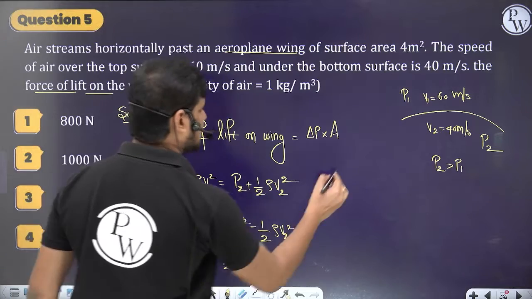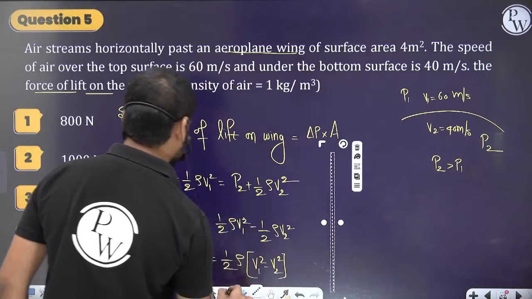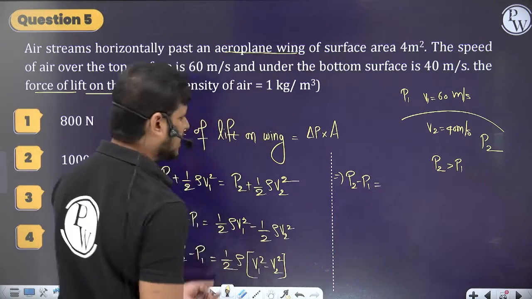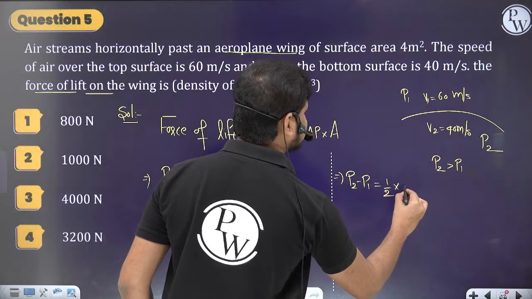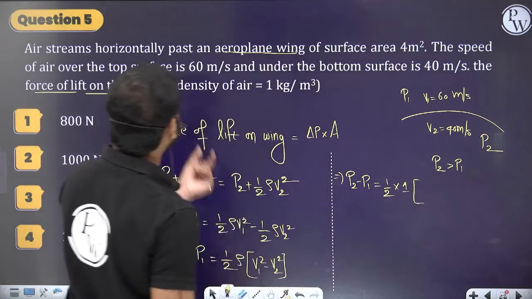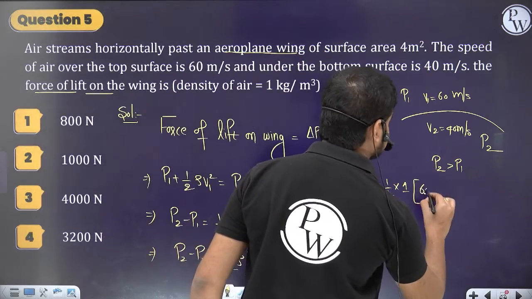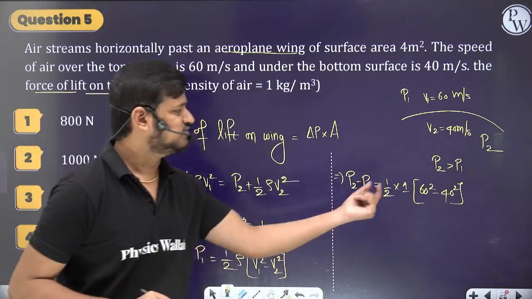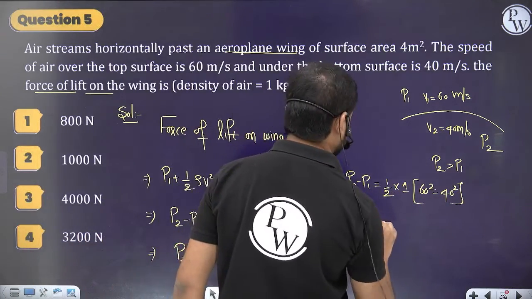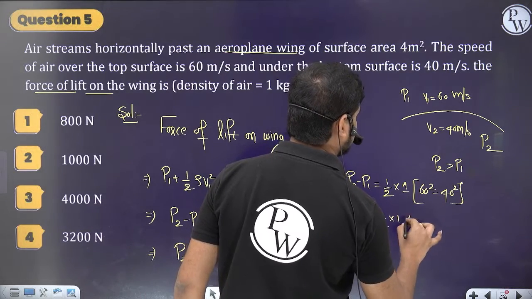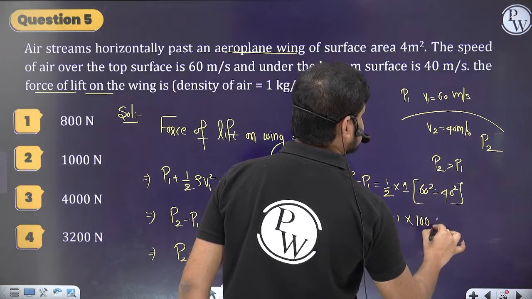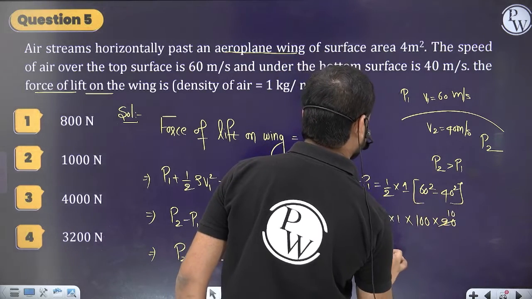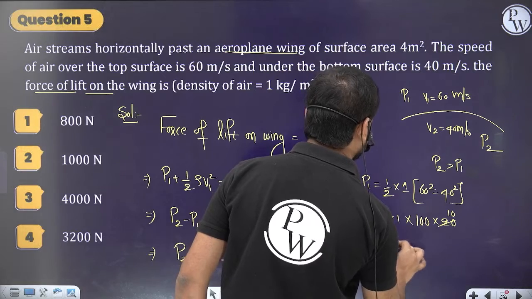So then do the calculations. P2 minus P1 is equal to half into the density 1 into 60 square minus 40 square. So 60 plus 40 into 60 minus 40, which is half into 1 into 100 into 20. So 2 ones are 2, 2 tens are 20, so that we get 1000 as the pressure difference.